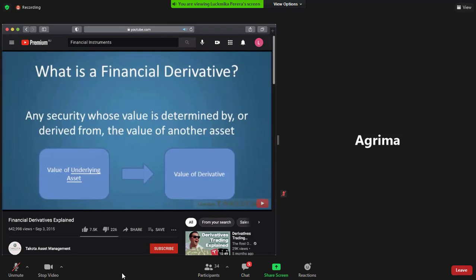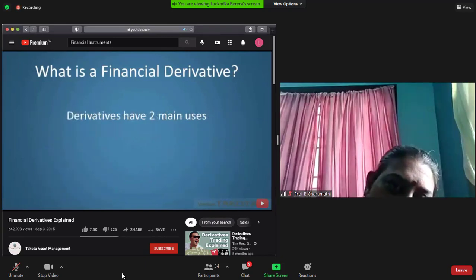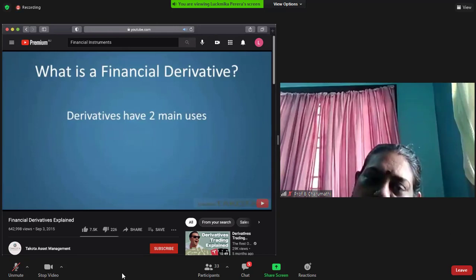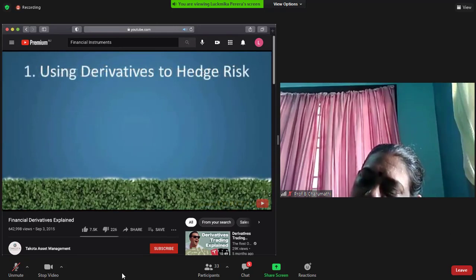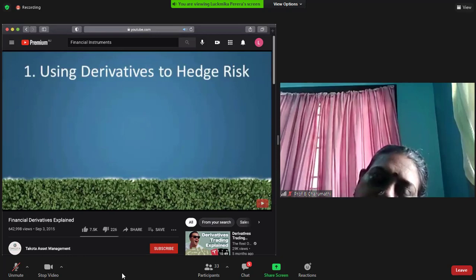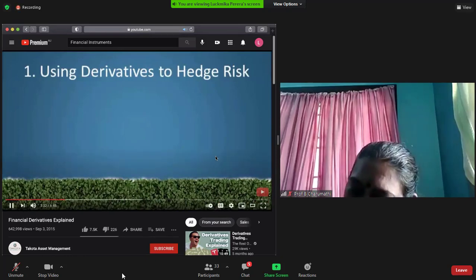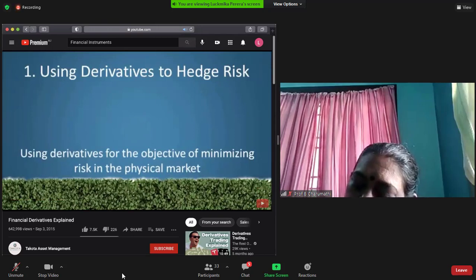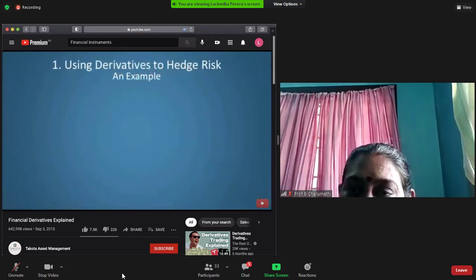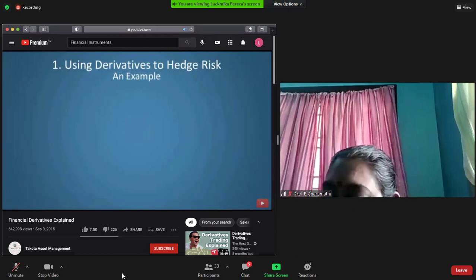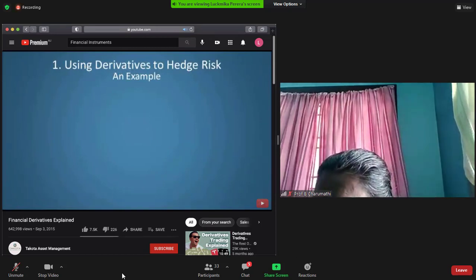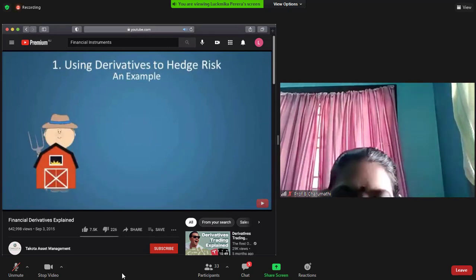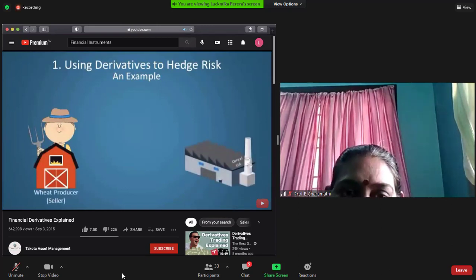This is all well and good, but what's the point of derivatives? Well, there are two main uses for derivatives. The first is to hedge risk. Derivative hedging generally refers to the practice of using derivatives for the objective of minimizing risk in the physical market. In order to demonstrate how a derivative can be used to hedge risk, consider the example of wheat producers and cereal manufacturers hedging their exposure to fluctuations in wheat prices.